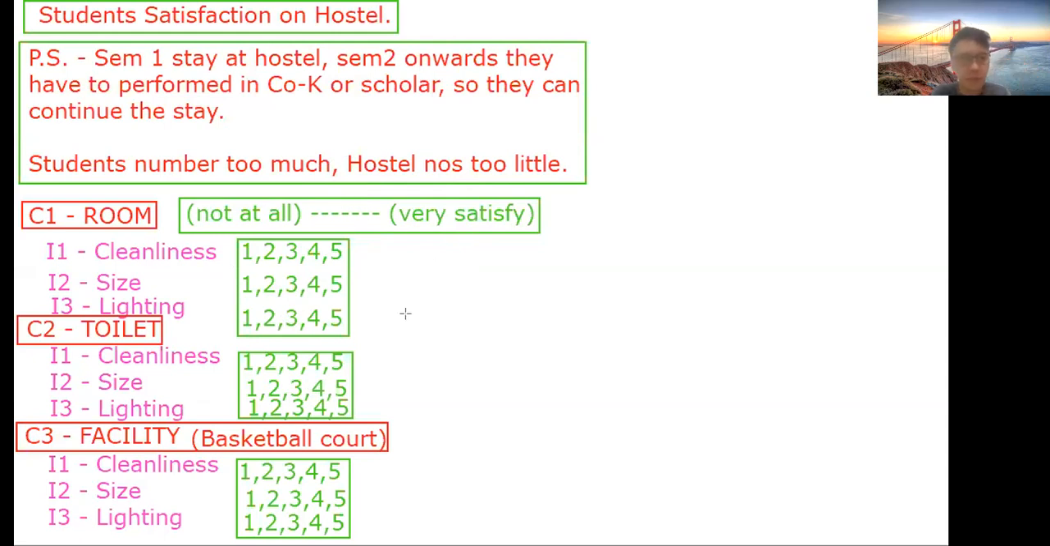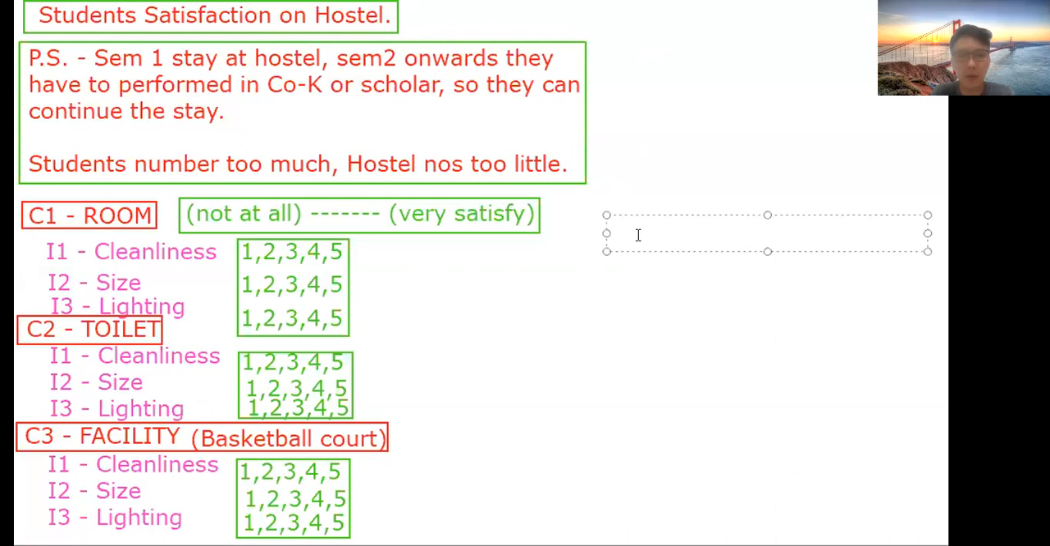So now we grade this questionnaire and let the students vote. Are you satisfied with the cleanliness of your room? Are you satisfied with the cleanliness of your toilet? Cleanliness of your facility? Are you satisfied with the size, lighting, and so on, everything? Okay, and I got another section.